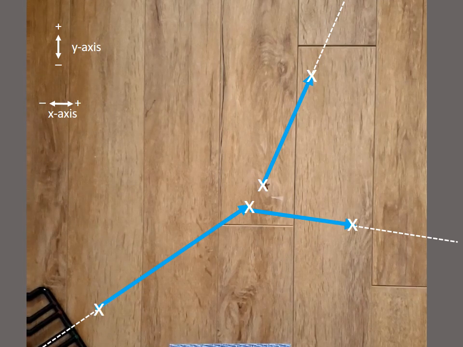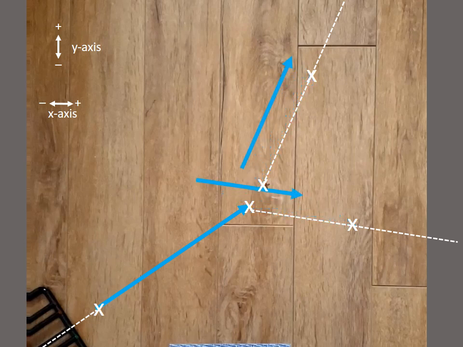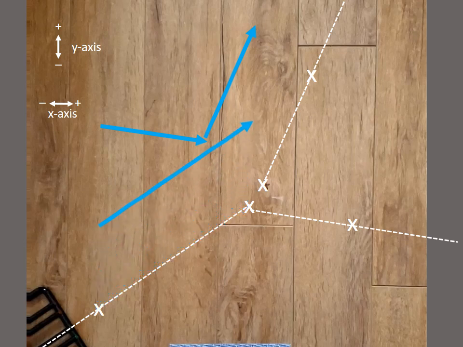So if I take the velocity vectors of the marbles after the collisions and put them together, tail to tip, they are equal to the velocity vector of the marble that was coming in. So that means momentum has been conserved in both the x-axis as well as the y-axis.